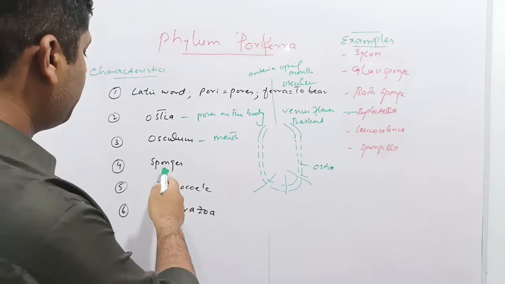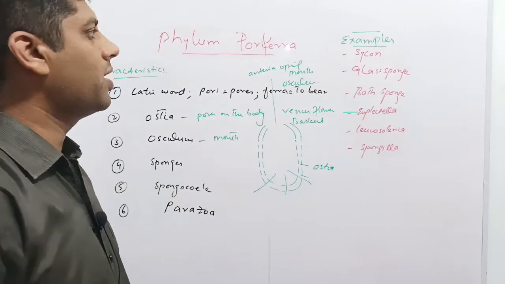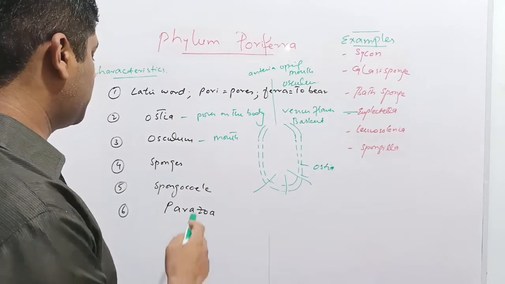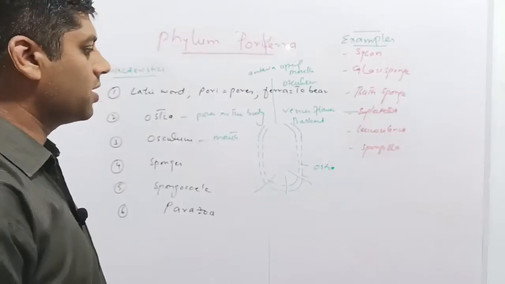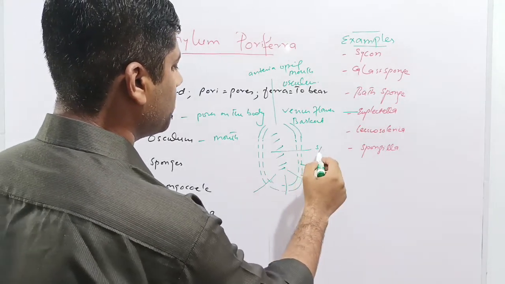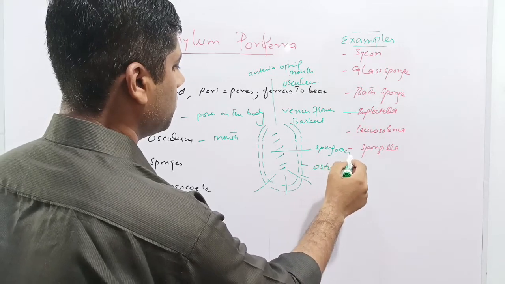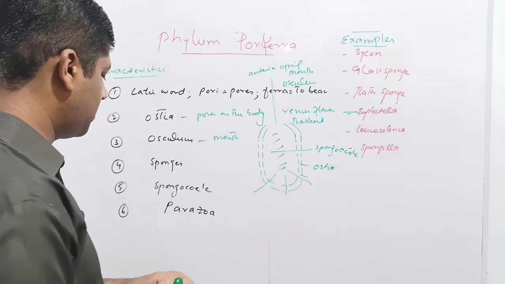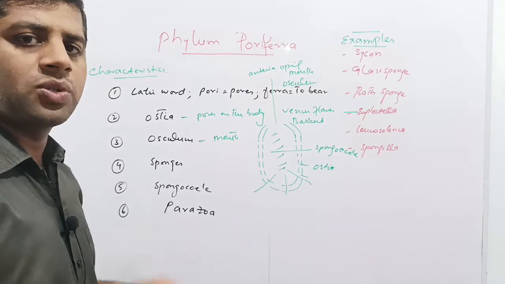The members of this phylum are also called sponges. So the phylum Porifera is also referred to as sponges. The spongocoel is the cavity in their body. So this cavity present in their body is called spongocoel. So these are coelomate animals and belong to the class Parazoa.